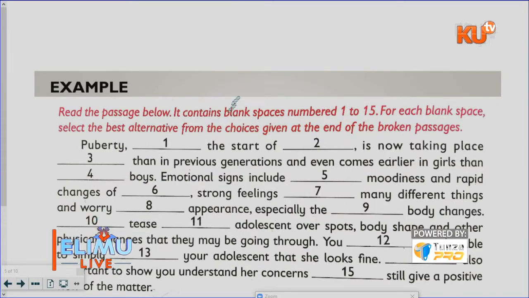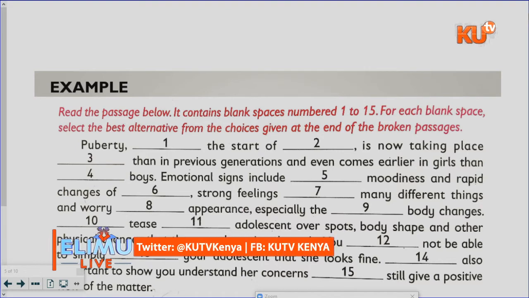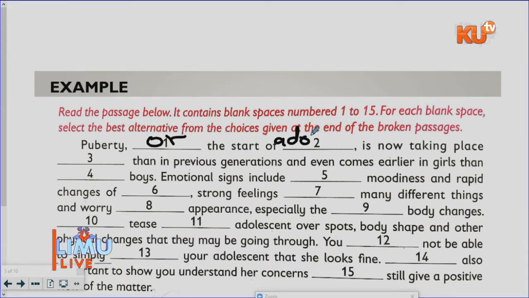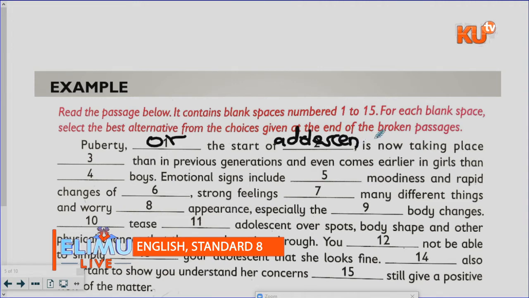So an example here, puberty is the start of dash. So you come and write it here, puberty or the start of, and if your choice is adolescence, then you come and write it there, the start of adolescence is now taking place dash than in previous generations. Is now taking place earlier than. We are going to have a look at the choices there. Earlier than.